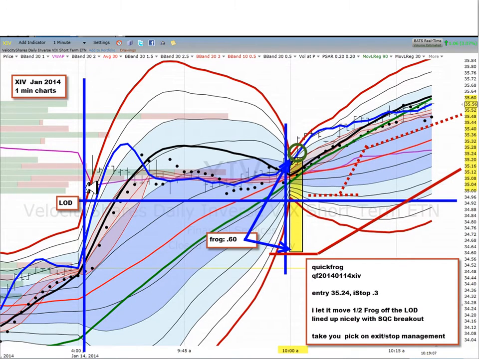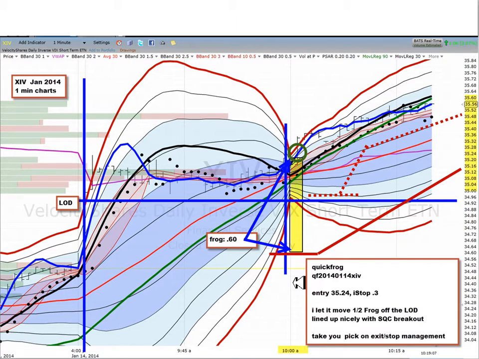And so this was the opening of the day, and then these are 1 minute charts. So 30 minutes into the day, marked off by this line here, the market has moved 1/2 of a standard deviation off of its low of the day. And so we're using a variation of the quick frog here, where at 30 minutes, if it is moving in a particular direction and has moved at least half a standard deviation away from the low, we can go long.